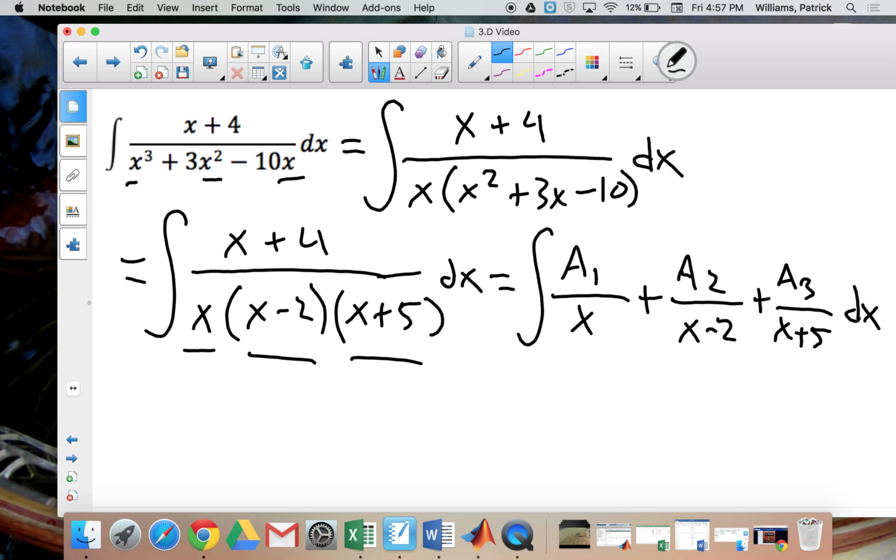All right, so remember, if we want to solve this integral, we've got to do this Heaviside cover-up method. So if we want to find a1, remember what we do is we cover up this first term, pretend it doesn't exist. What x value makes that first term 0?